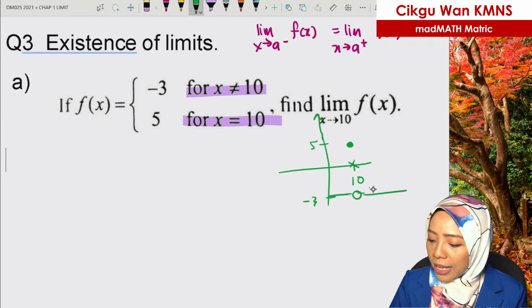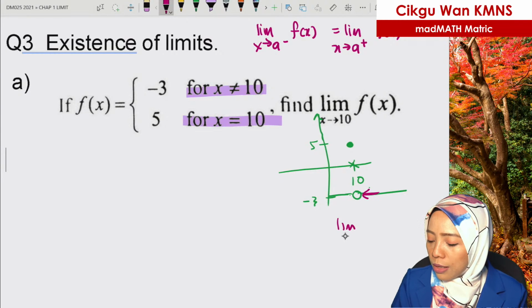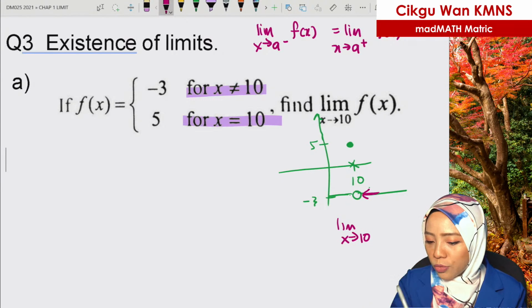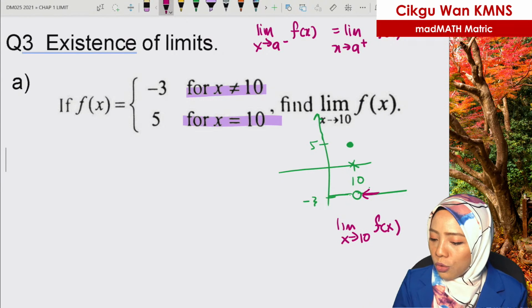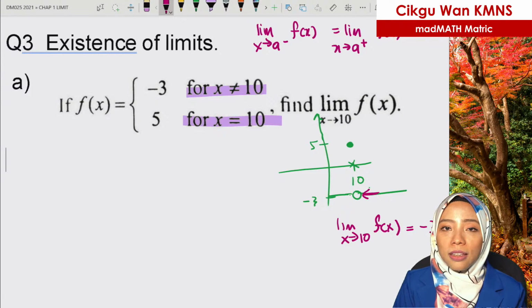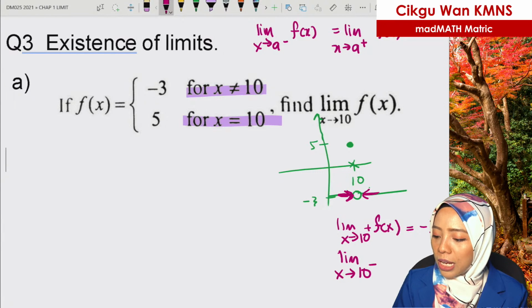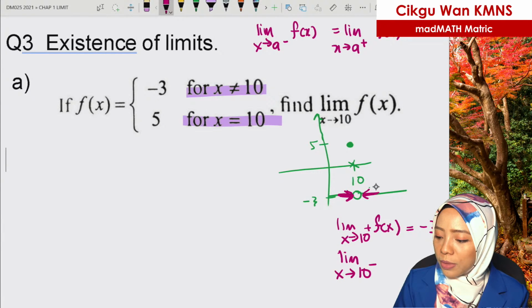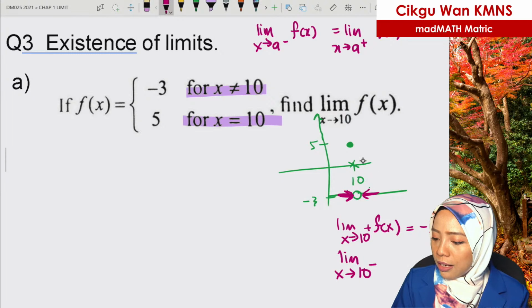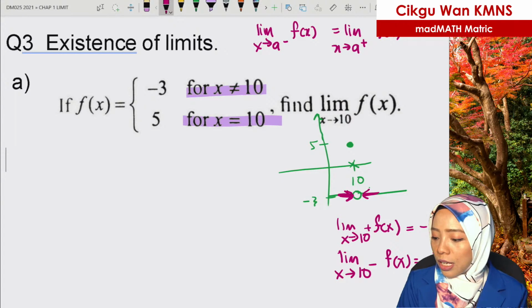So we can say that from this graph, when limit x approaching 10 for this function f(x), we give you negative 3. This is the limit from the right. Then limit x approaching 10 from the left, this is from the left. Okay, this is 10 from the right. This is 10 from the left. We give you negative 3 as well.